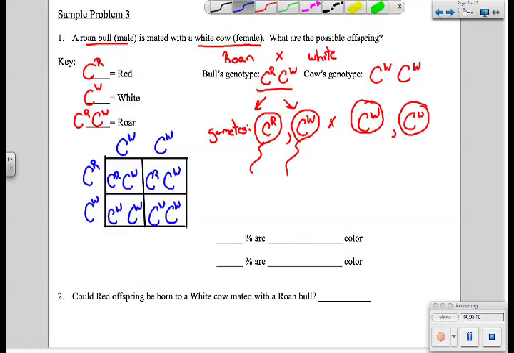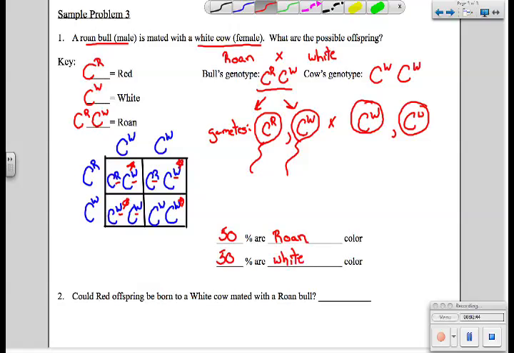What are the results? Well, this offspring here appears roan in coloration because they have a copy of each of the two dominant alleles, as well as this one in this box here. So I have 50% or 2/4, which are roan in coloration, and these bottom two have both copies of the white allele, so I have 50% who are white in color.